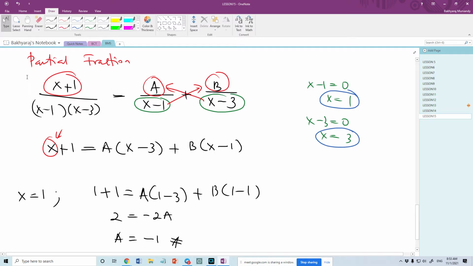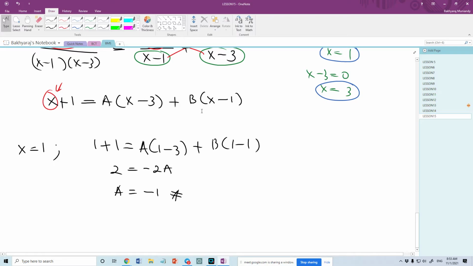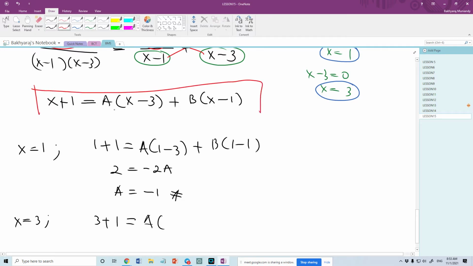Okay, next I proceed for x equals 3. So x equals 3. So 3 plus 1, because x plus 1, so 3 plus 1 equals A. Okay, saya kena substitute sini, remember, I must put it here. Saya kena masuk dalam ni, apa-apa saya kena masuk kat sini. So this is the one that will guide you to substitute. Ni yang kita kena ambil.